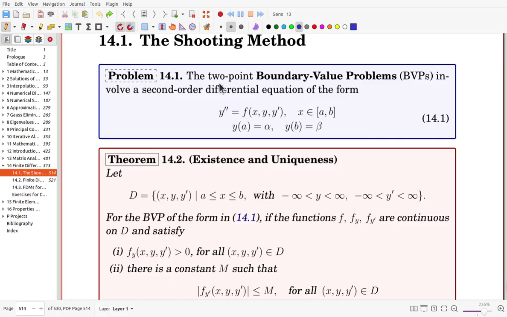The two-point boundary value problems involve a second-order differential equation in this form. y'' is a function of x, y, y'. x is the independent variable over the interval a to b, and at the left edge point a, the function value is alpha. At the right edge point, the function value is beta. So we call this problem the boundary value problem.